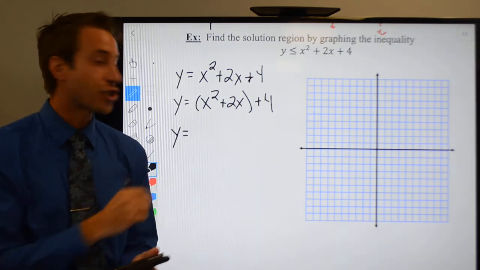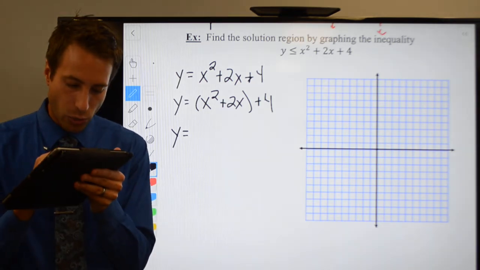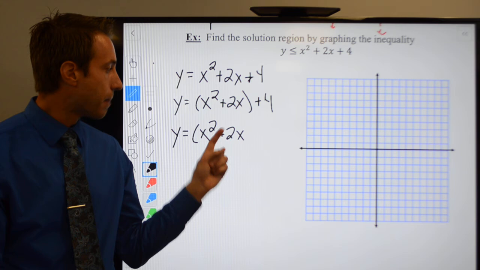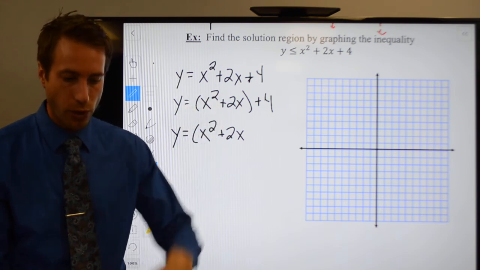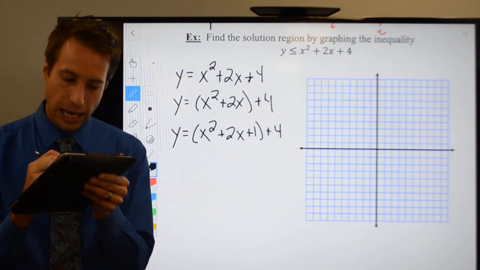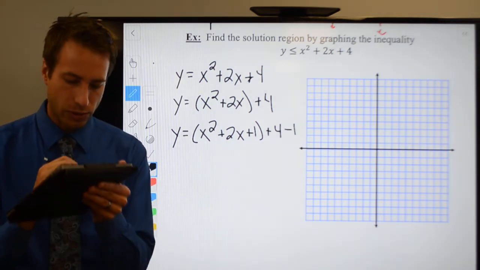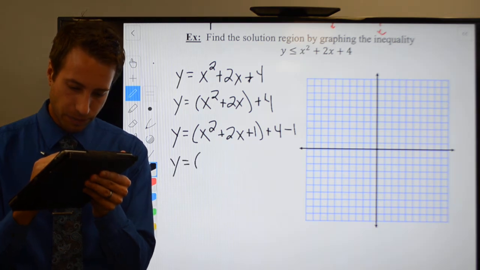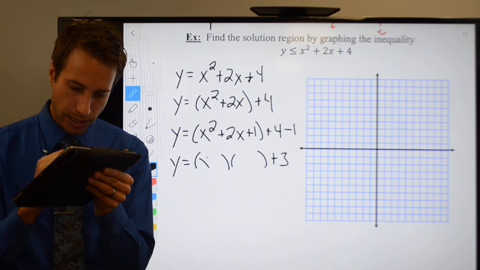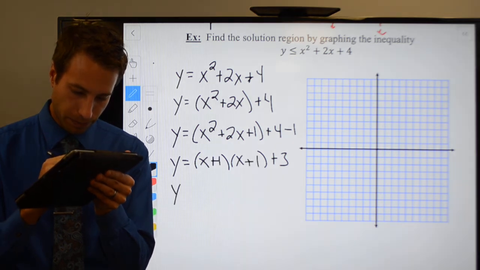My leading coefficient is a 1, so I just have to add b squared over 4 inside the parentheses, which for me, my b is a 2, 2 squared would be 4, 4 divided by 4 would be a positive 1. So I'll add 1 inside the parentheses. But to maintain equality, I'll subtract 1 on the outside of the parentheses. How about a plus 3? It'll have to be a plus 1 and a plus 1.